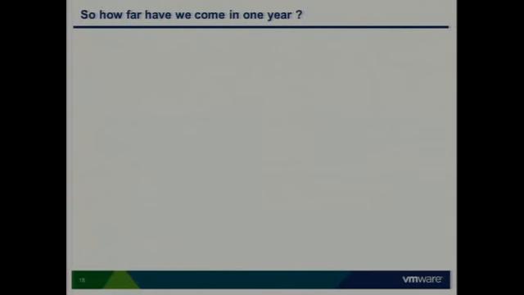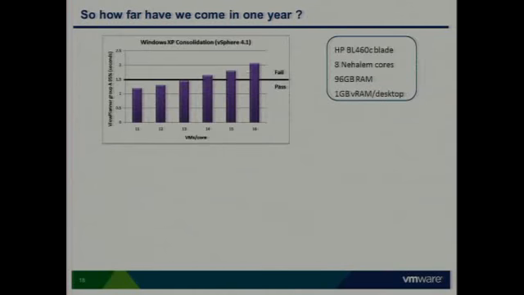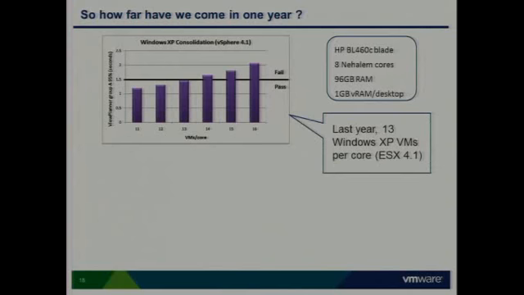So to summarize this, how far we have come in 1 year. Last year, we were talking about Windows XP VMs and vSphere 4.1. And when we ran the View Planner workload and measured how many VMs you could pack on a given server, we were seeing that you could do about 13 VMs per core, 13 Windows XP VMs with 1 GB VRAM on a 96 GB physical server host. So this was last year.